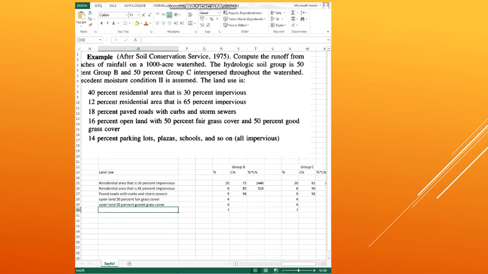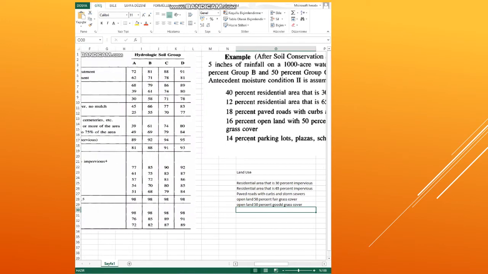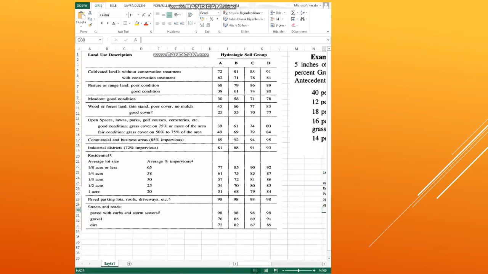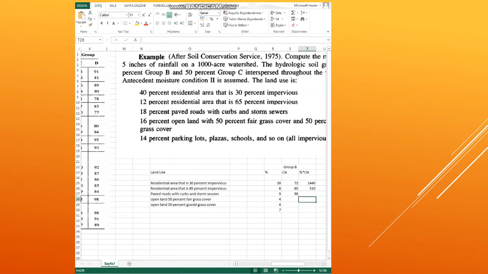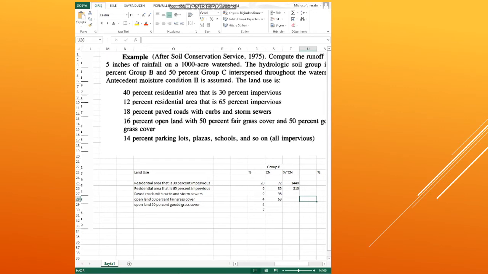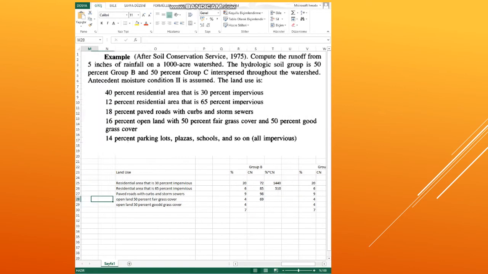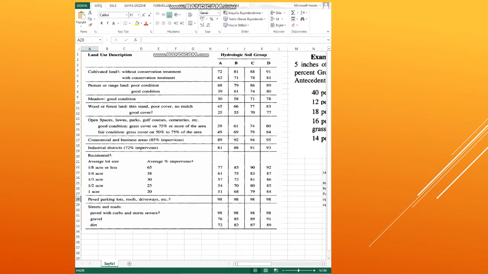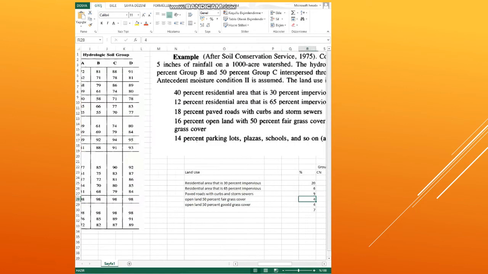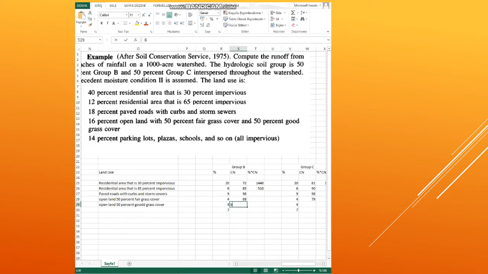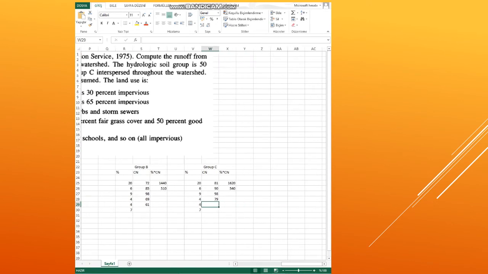And we need to go to open land and fair grass. Open land, fair grass is 69, 79. So 69 here and 79 here. Then for the good condition, 61 and 74 here.